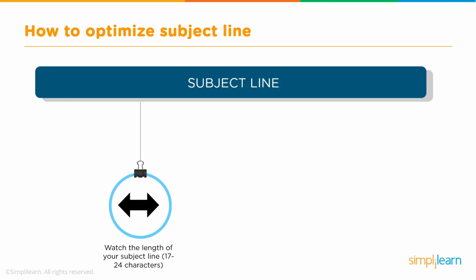So how to optimize that subject line? Well, watch the length of your subject line. You want to be conscious of character counts. So 17 to 24 characters. You want to keep it short, succinct, and to the point, but personalized with an emoji, with initial caps on each word to make it stand out. But you have to do that within 17 and 24 characters.